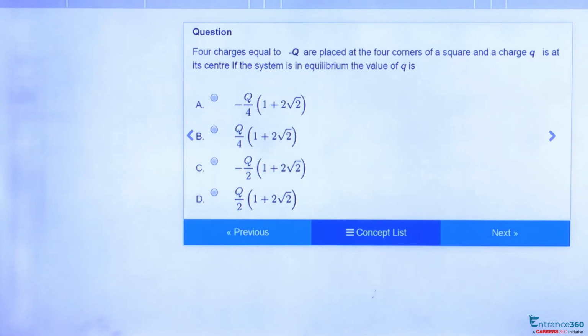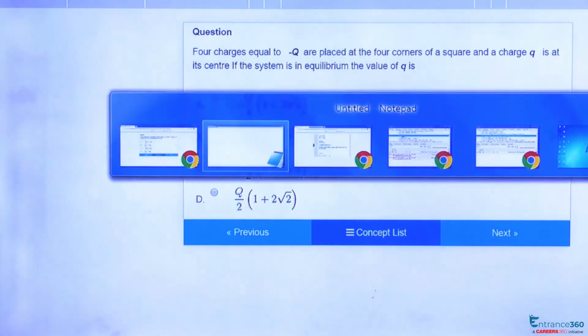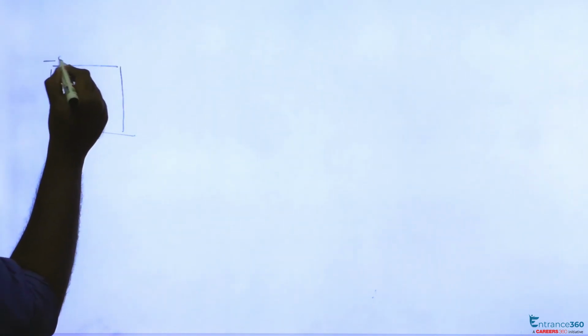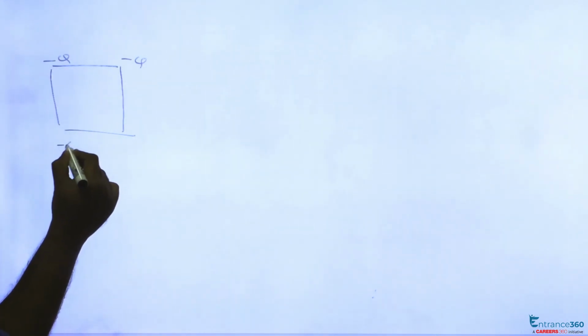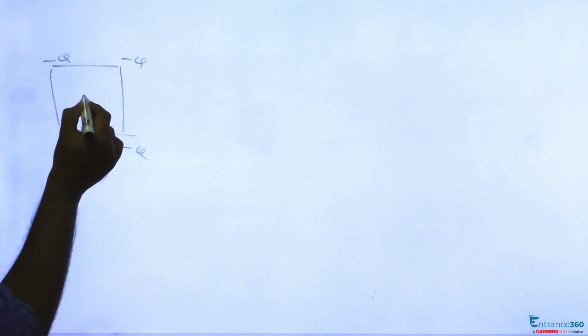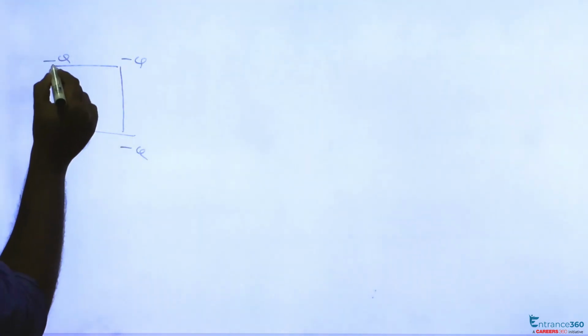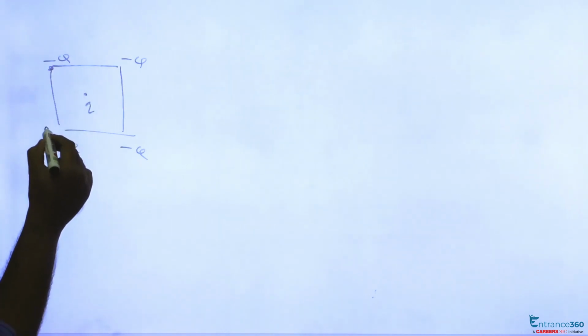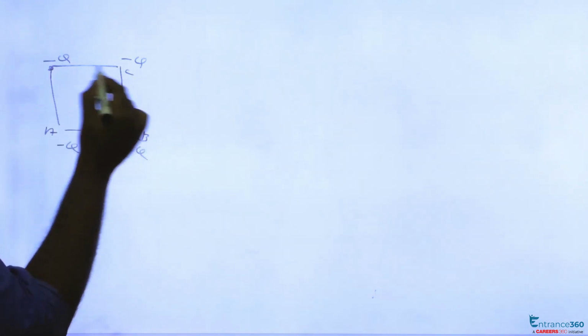So we can use the resultant of force at equilibrium. Let's see how to proceed. As per the question, we have 4 charges of value minus Q at the corners of a square and a charge small q at the center. So let's consider this point. Say this square is A, B, C, D.